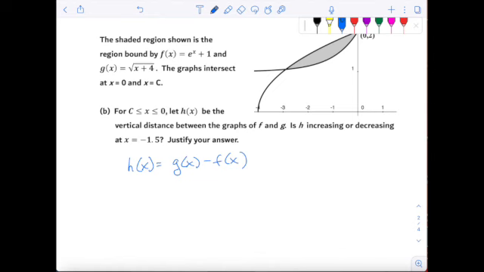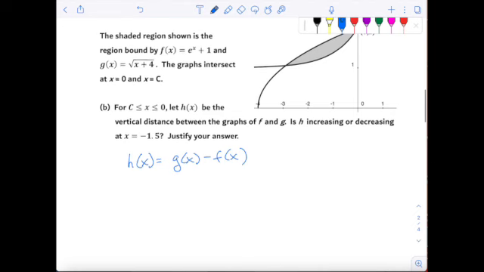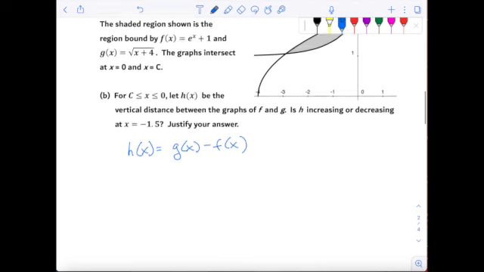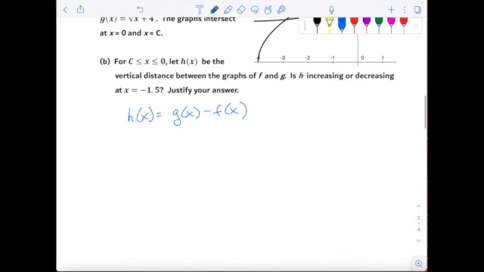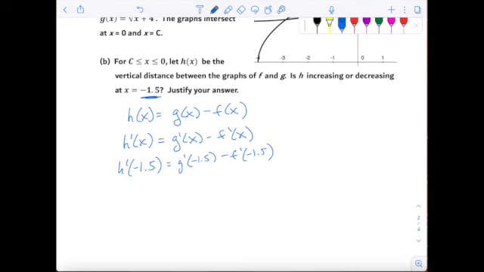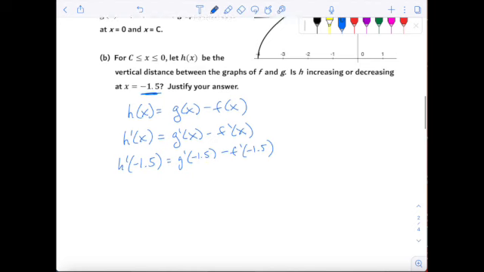And if we want to know if h is increasing or decreasing at negative 1.5, whenever you want to know if a function is increasing or decreasing, you want to know if its derivative is positive or negative. So if h of x is g minus f, then h prime would be g prime minus f prime. And so if I want to know at negative 1.5, then I'm simply going to do g prime of negative 1.5 minus f prime of negative 1.5 and see what I get. Is that derivative value positive or negative?